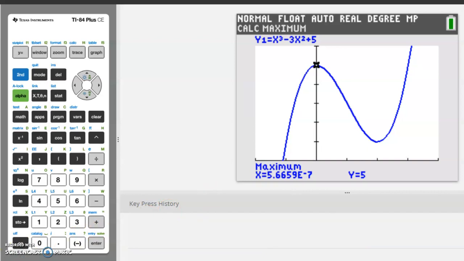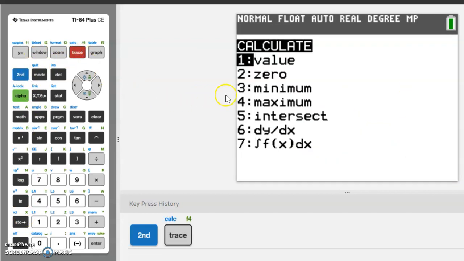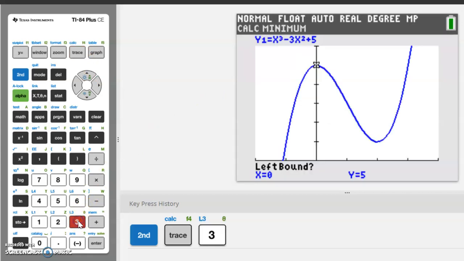Now let's go ahead and do the same thing for our minimum value. Remember, we're going to go back and use the calc feature. So I need to hit my second button and then the trace button. And this time we're going to select option number 3 to find the minimum. And you're going to see the questions appear. It's going to be that same series of questions. It's going to ask us for a left bound, a right bound, and then our guess.